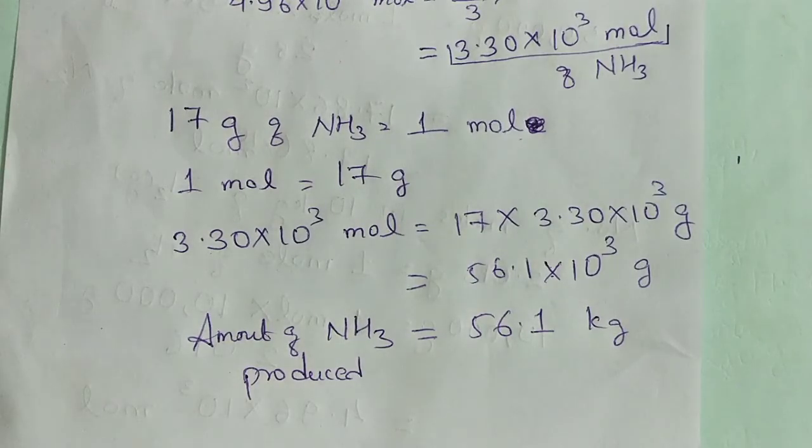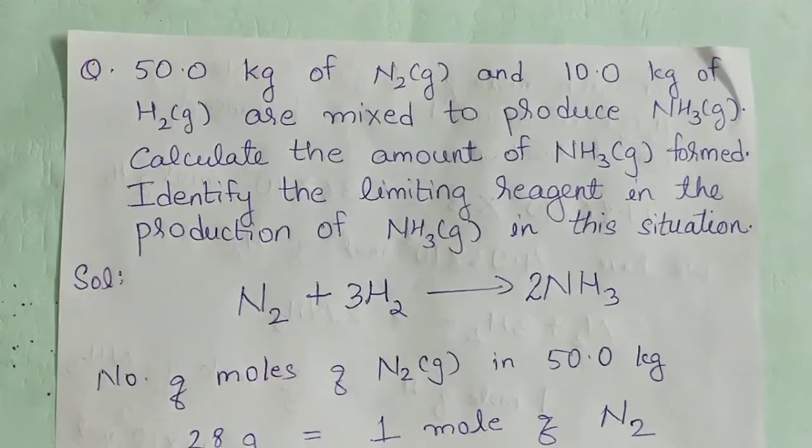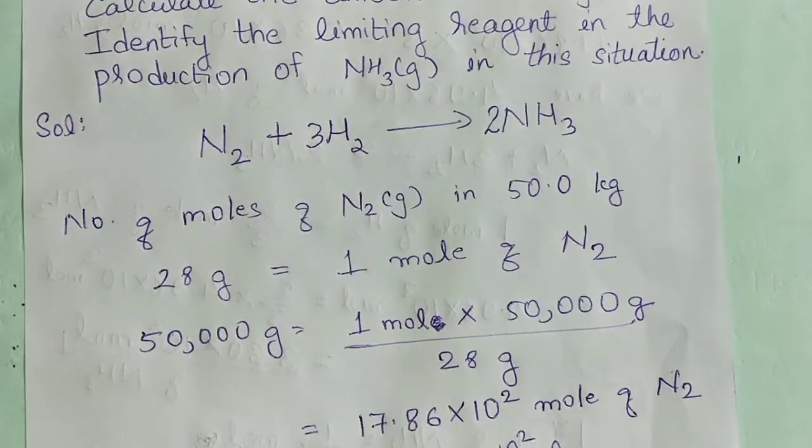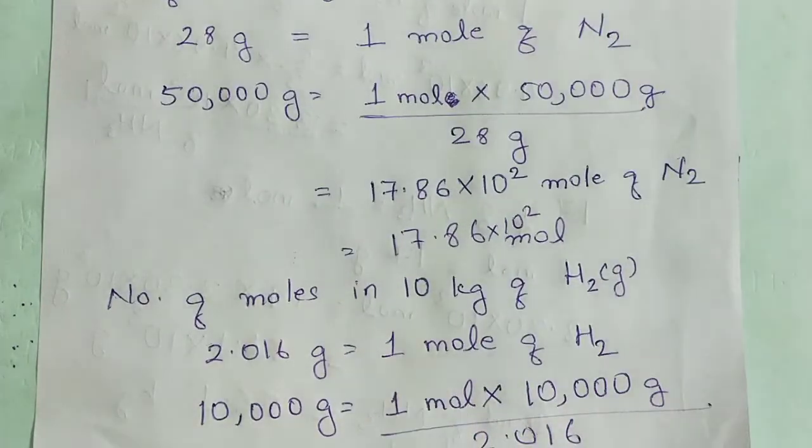I will revise this problem once again for all of you. So the problem was, we had 50 kg of nitrogen gas which mixes with 10 kg of hydrogen gas to give us ammonia gas. We had two questions to answer. What is the amount of ammonia produced and what is the limiting reagent? First we calculated the number of moles present in 50 kg of nitrogen gas. Then we calculated the number of moles present in 10 kg of hydrogen gas.